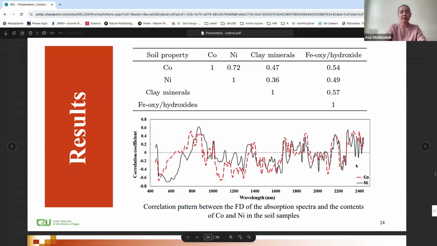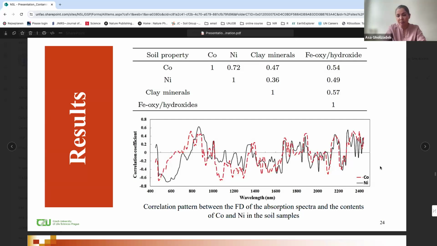Then regarding the correlation with the spectral information, you can see that most of the correlation of the two toxic elements with the spectra was relatively similar at a similar wavelength. For both examined heavy metals, the visible range provided the maximum correlation, which is associated with the iron oxide and hydroxide, indicating the higher importance of these soil parameters in prediction of cobalt and nickel. However, the relatively high correlation coefficient in the shortwave infrared region also shows the importance of the clay minerals.